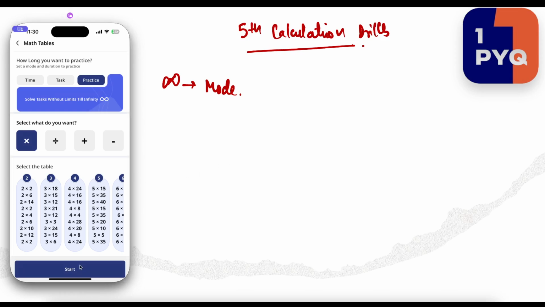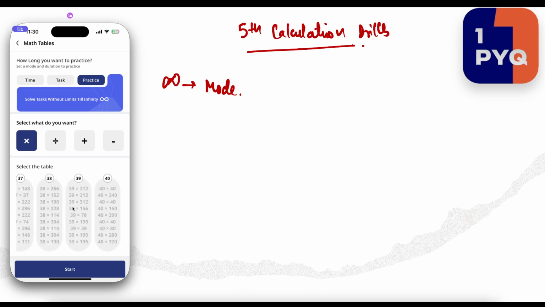And I believe the ones who are new to the platform would be really happy to know that you can also choose your own set of questions. The entire story doesn't restrict itself to only 2 3 4 5. It goes up till 40. You can select something as big as 40 into something. So I'll select one of that area as well, and I'll start off.